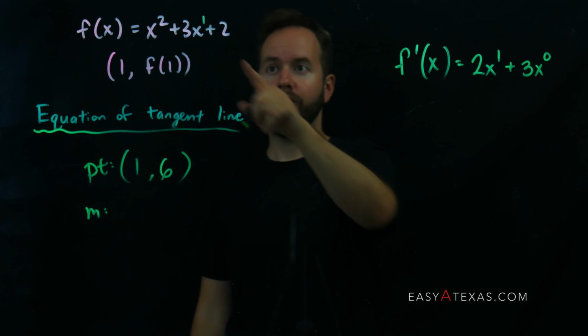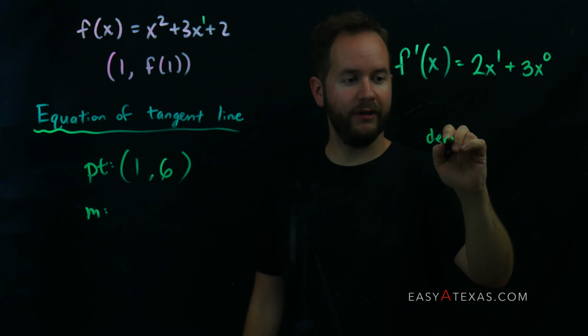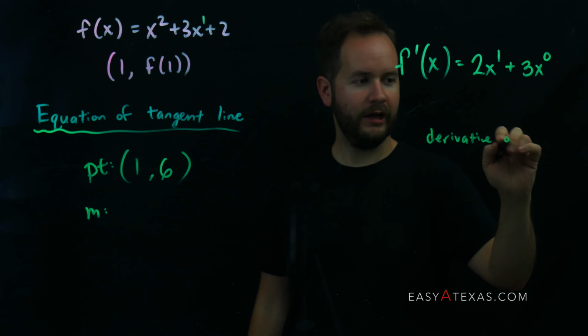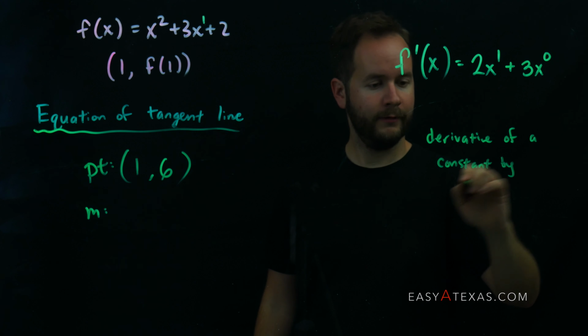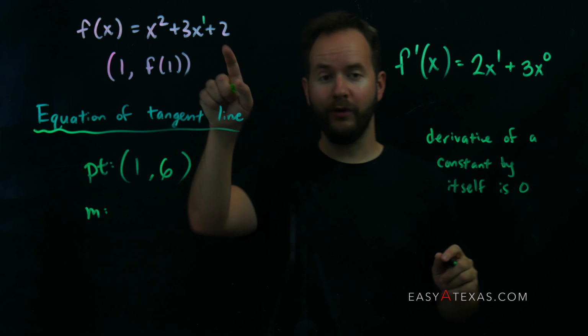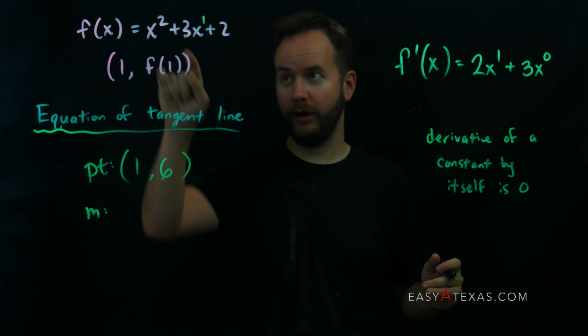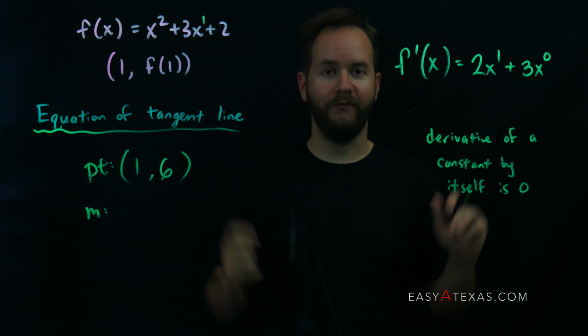And lastly, the 2 doesn't really matter. One rule you need to take to heart right now is the derivative of a constant by itself is 0. So with that in mind, this 2 is not attached to any x like the x squared or the 3x was. So this 2 just vanishes and goes away.